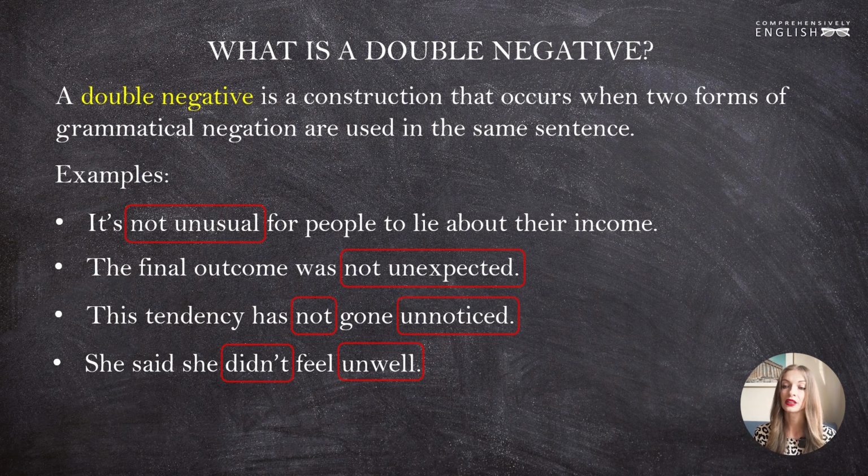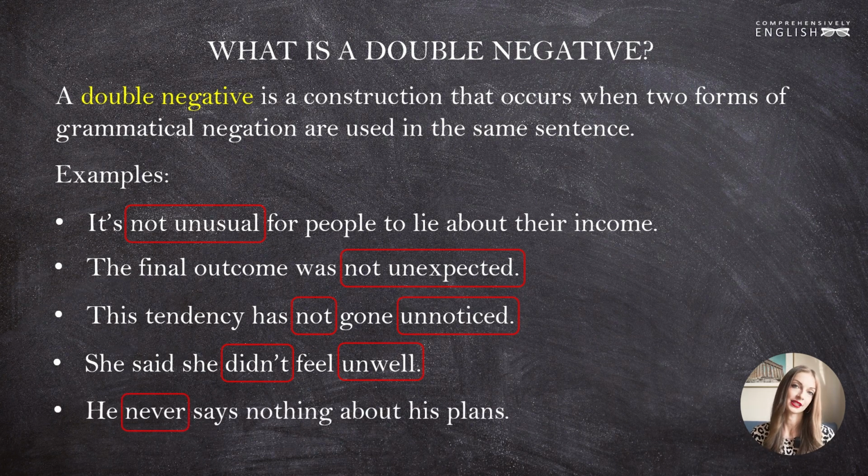And my last example, he never says nothing about his plans. Never is a negative adverb, nothing is a negative pronoun. So these sentences all contain double negatives, but these double negatives serve different purposes. Today we'll see what these purposes are.